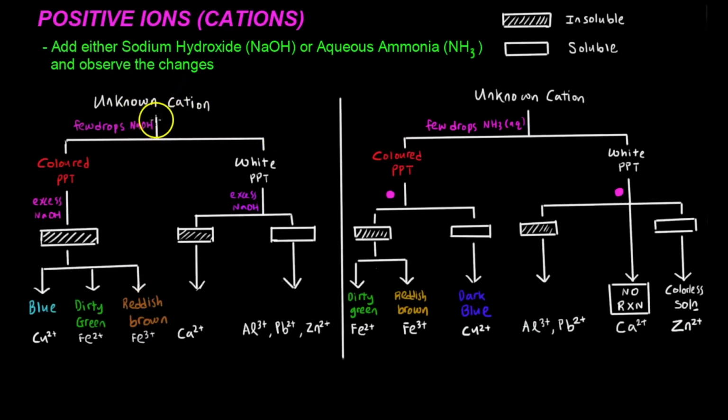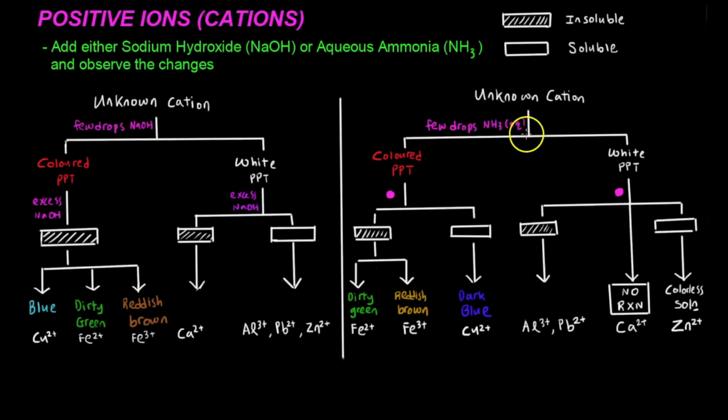If I add a few drops of NaOH and it turns white, and then I add excess NaOH, if it's insoluble, this colored box here, it's definitely Ca2+, calcium 2+. If it's soluble, it's Al3+, or Pb2+, or Zn2+, aluminium, lead, or zinc. That's why the NaOH test is not very conclusive, because when I have a white PPT soluble in excess NaOH, I get three possibilities: aluminium, lead, and zinc. So a better way would be to use NH3 directly.